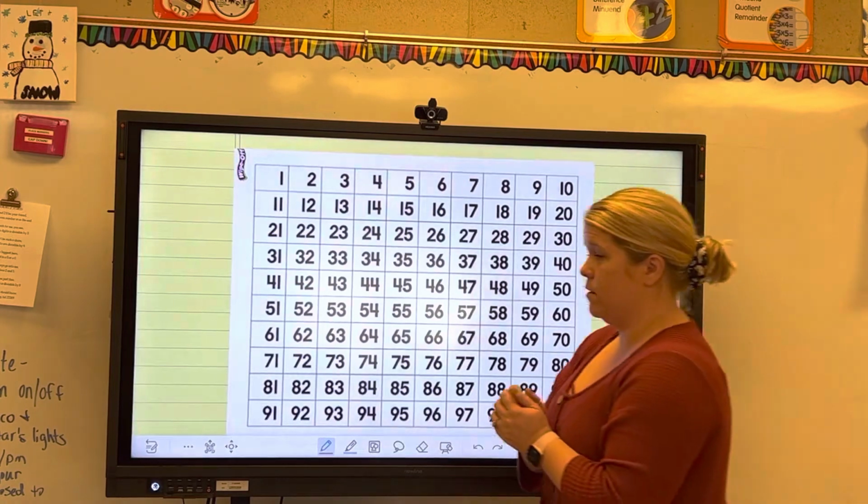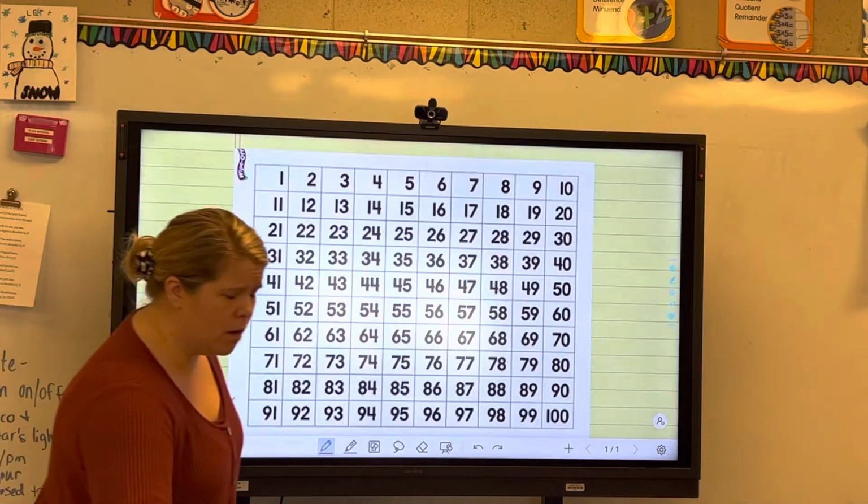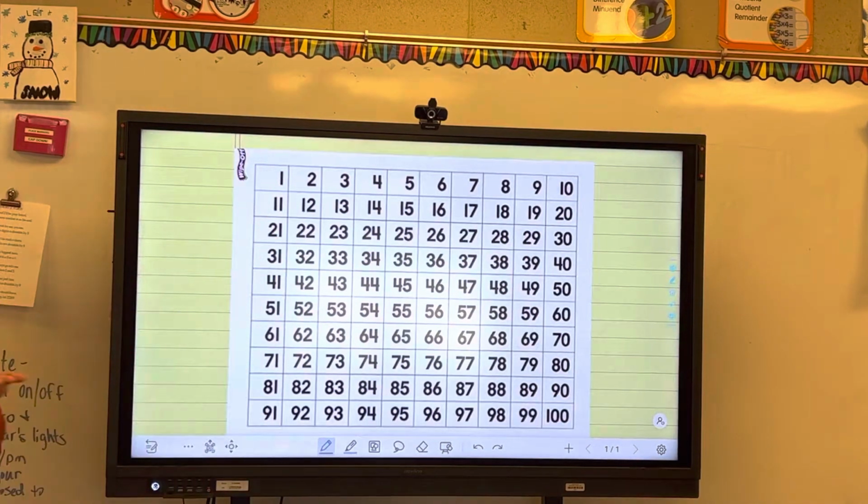Yes, sir, Ryder? Products and multiples are basically the same thing, because multiples are just products already made. That is right. Ryder brings up a good point. Products and multiples are the same thing, right? Yes. But factors and products are not, correct? Okay, so hold on. You're supposed to have that 0 drawn on top.